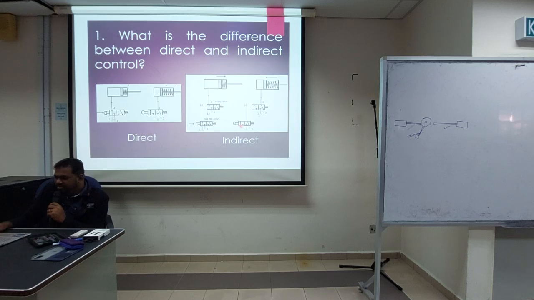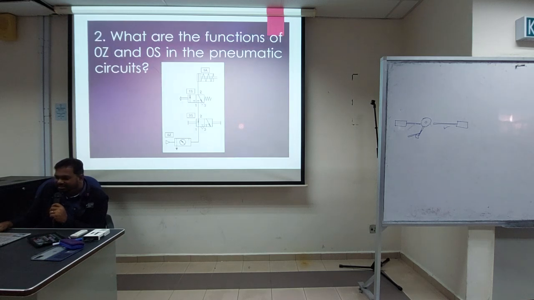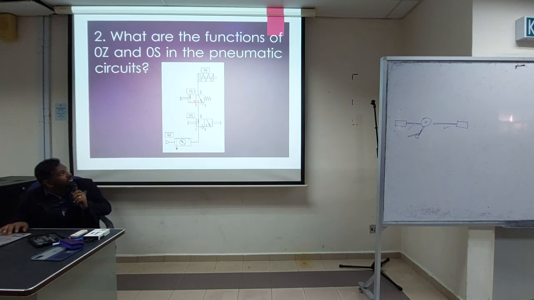Okay, so that's for the first. Ada soalan? First question. I think is direct lah. So you will understand. Okay, so what are the functions of 0Z and 0S in the pneumatic circuit? So I think ini adalah satu circuit. So yang ni direct ke indirect? Direct, sebab ada push button, you tekan, dia terus connect. In between tak ada valve.